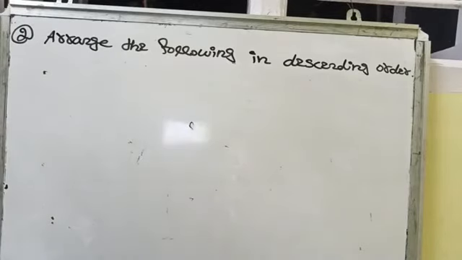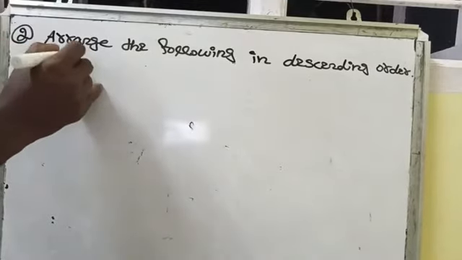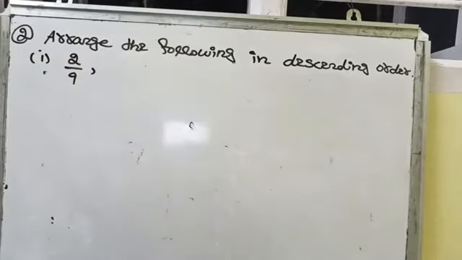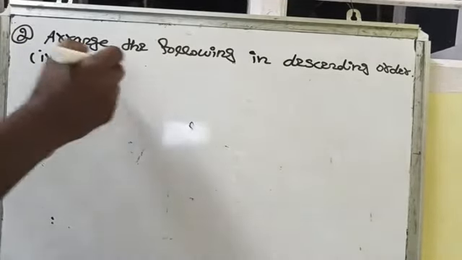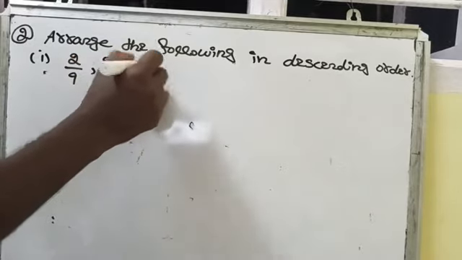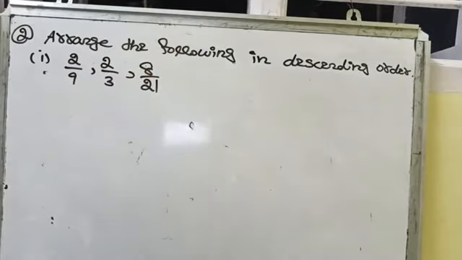Look at question number 2. Arrange the following in descending order. Some fractions were given: 2 by 9, then 2 by 3, and then 8 by 21. So you have to arrange the given fractions in descending order. Descending means what? Yes, largest to smallest.